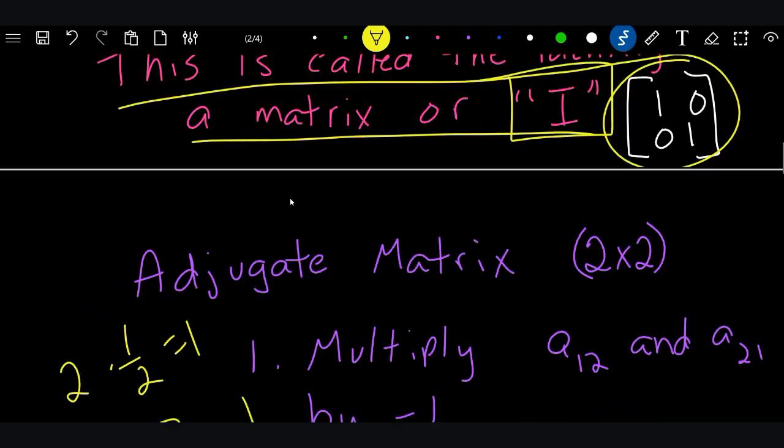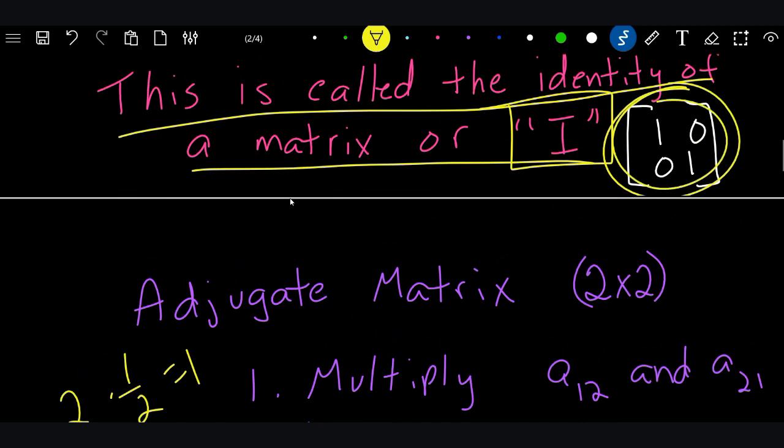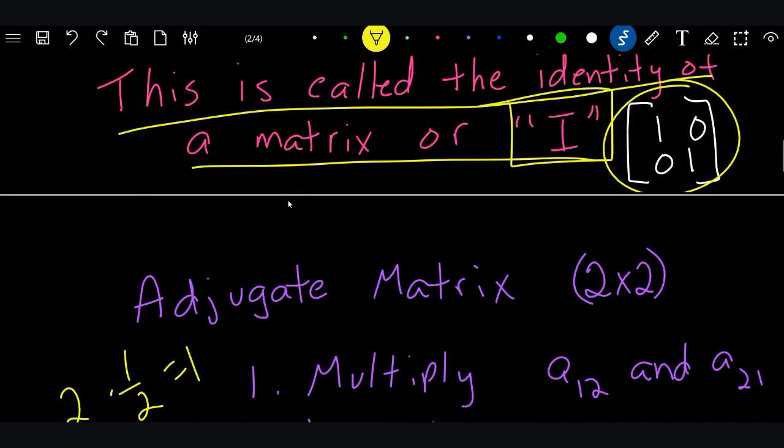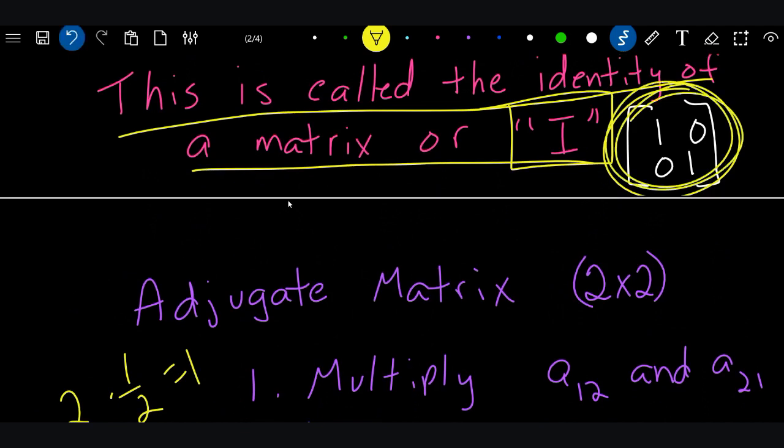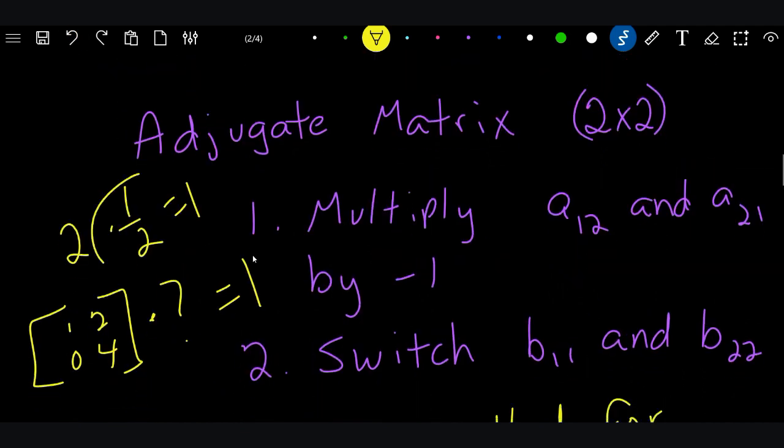And you might say, well, times this gives you 1. No, no, no. That's the 1, okay? That's the 1. This is the identity. The question is, what's the 1/2? What do we need to multiply by to get the 1? Okay, so that's what we're talking about right now. What do we multiply by?